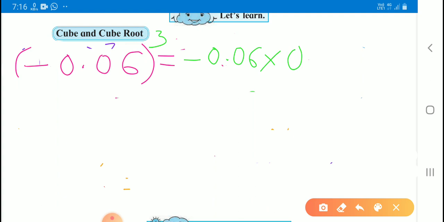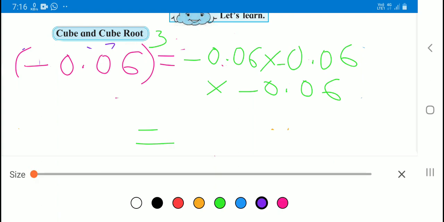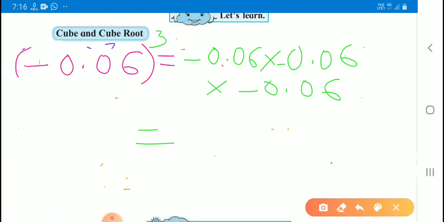We are finding the cube. So bracket cube I had written here: 0.06 into negative 0.06. Now it's equal to. Do you know the cube of 6? Yes, it is 216. That we will write first.